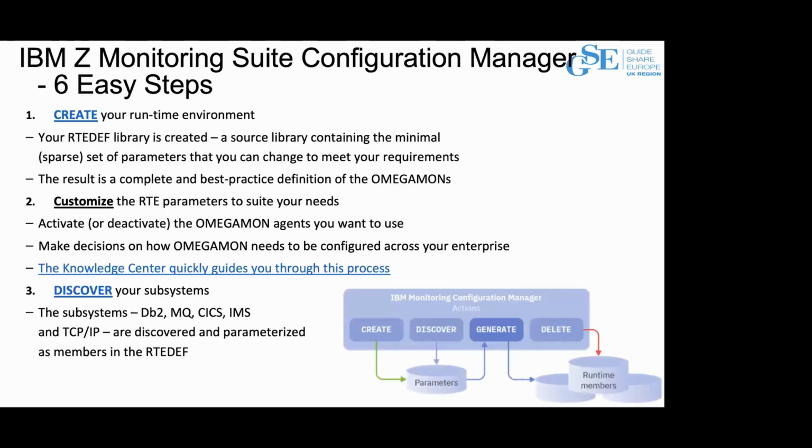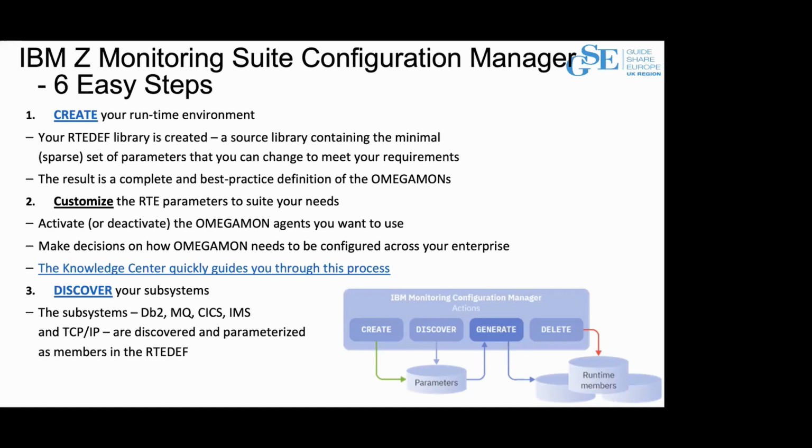Okay. So we touched on the documentation, which is very much task oriented, as I said earlier. To make it as simple as possible for users, we focus on what needs to be done to get the OMEGAMON configured and up and running. So we devised this list of 6 steps that you need to follow in order to get the OMEGAMON configured and up and running.